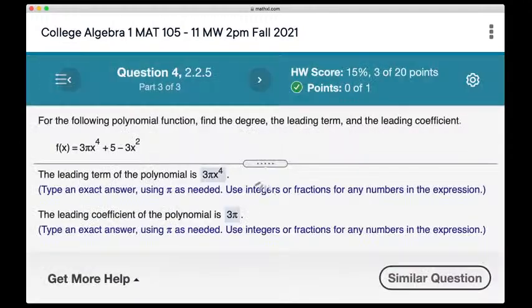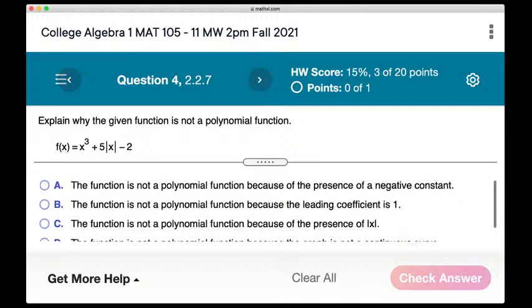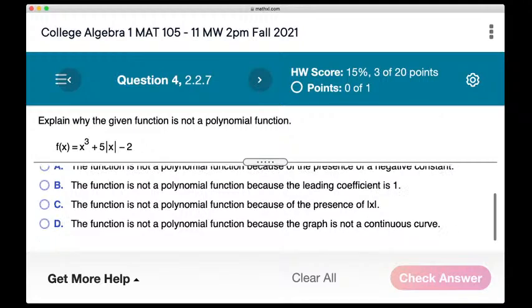Explain why the given function is not a polynomial. It's because of this absolute value term here, this expression. That's going to cause a sharp corner in the graph, so that's not indicative of a polynomial. Not the negative constant, and not because the leading coefficient is 1, but because of the presence of the absolute value. So it's C.